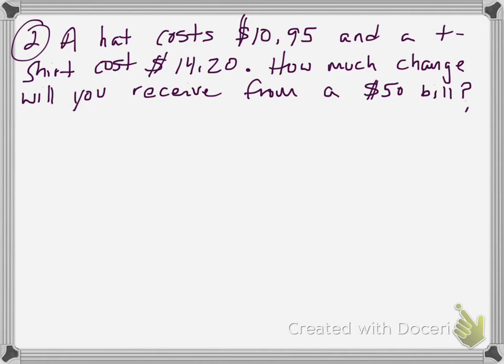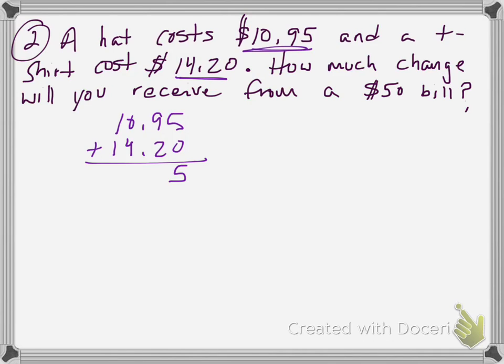Problem number 2 says a hat costs $10.95 and a t-shirt costs $14.20. How much change will you receive from a $50 bill? So it looks like we're buying two different items here, one for $10.95 and one for $14.20. So let's figure out how much we spent first. So $10.95 plus $14.20. Make sure you line up your decimals.